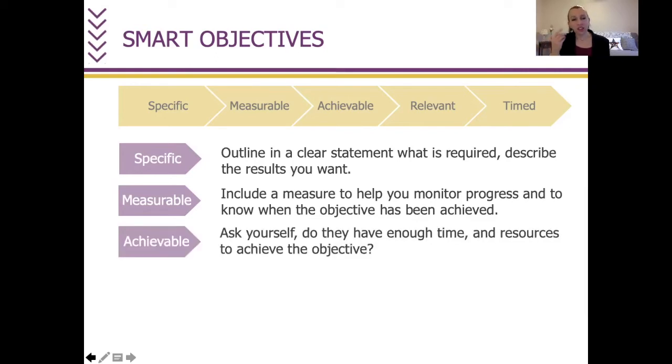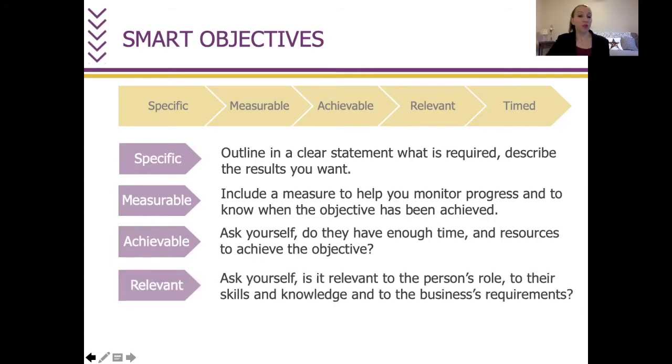Then ask yourself, is it achievable? Have I got enough time? Have I got the skill? Have I got the capabilities to achieve this? Followed by, is it relevant? So the relevant part is very, very important. What you want to make sure is that your objective is aligned to the company's objectives in the strategy. Do not set up objectives that are not aligned to anything, because you will have limited impact. And I'm going to touch on that a bit later.